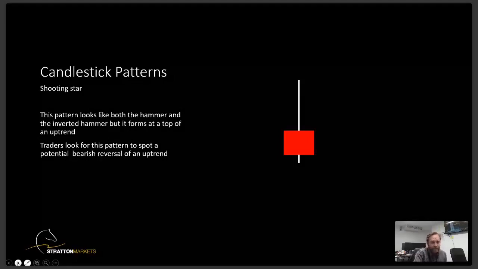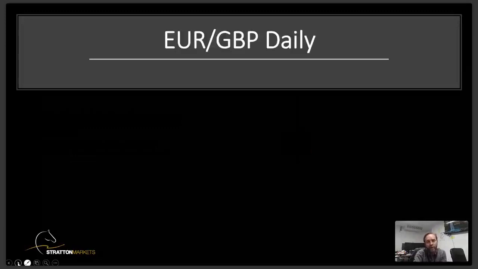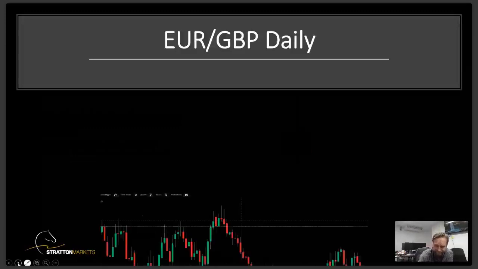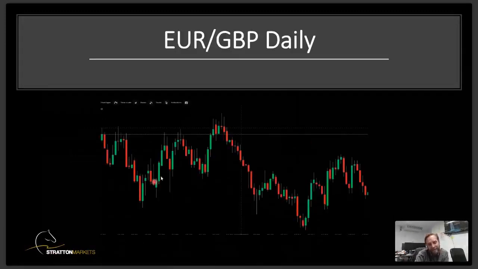Let's give you an example here. This is the euro sterling on a daily. Again, we can see it here. Uptrend, uptrend, uptrend, uptrend. We have the shooting star forming here. And hey presto, what happens? The market starts to sell off again. So uptrend, uptrend, uptrend, shooting star forms, and then the market sells off.